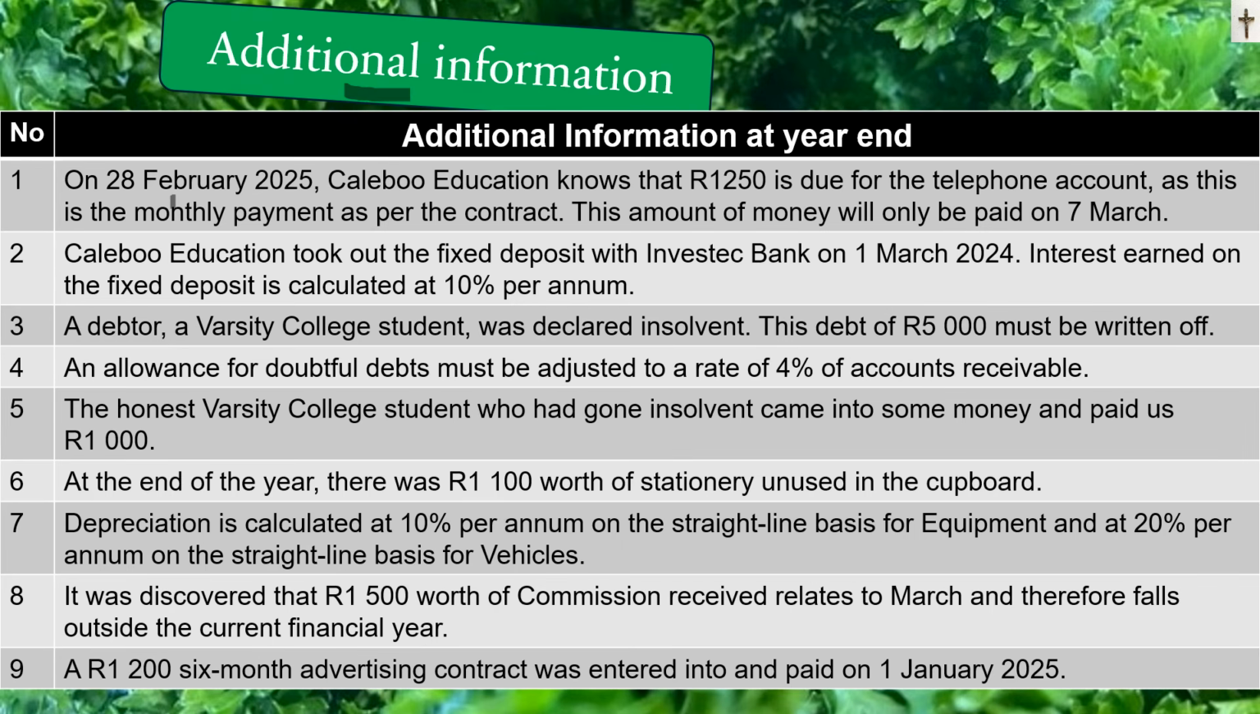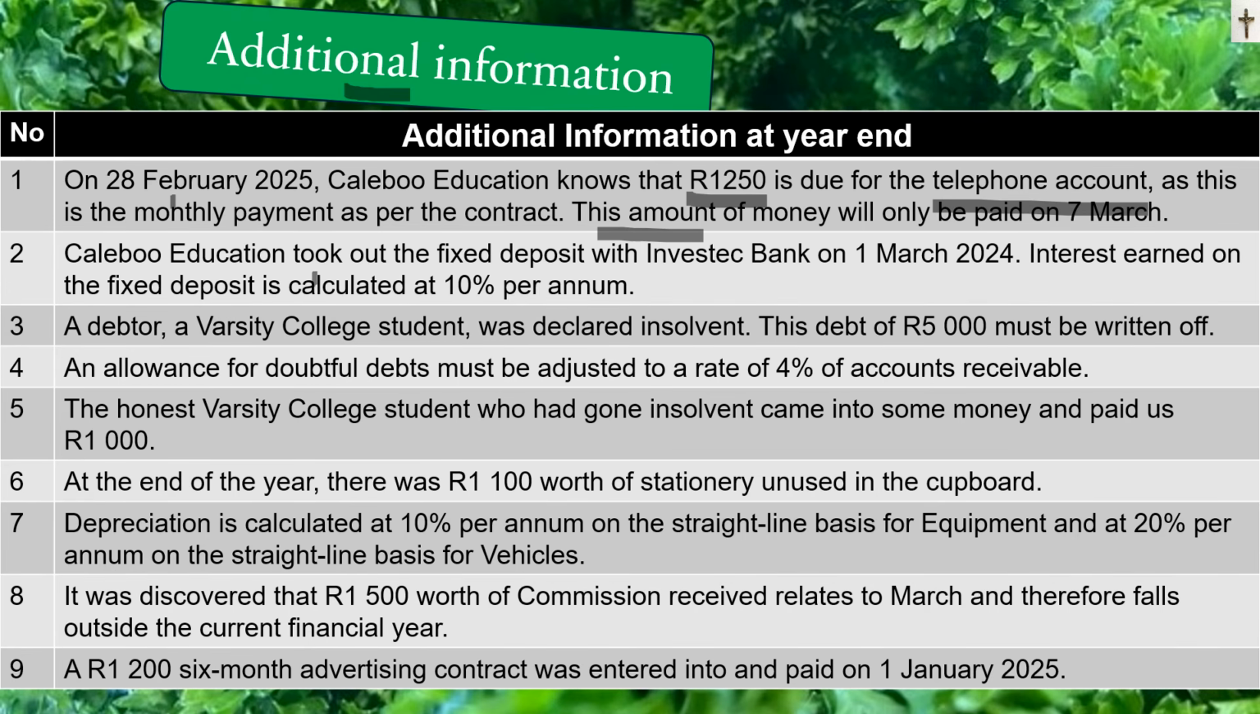On the 28th of February 2025, that's our year end, Calibre Education knows that 1,250 is due for the telephone account, but it hasn't been paid. So you've got an expense that the telephone has been used, but it's not showing in our books. We are going to have to make an adjustment there. And in this case, the expense is telephone, debit telephone, credit accrued expenses.